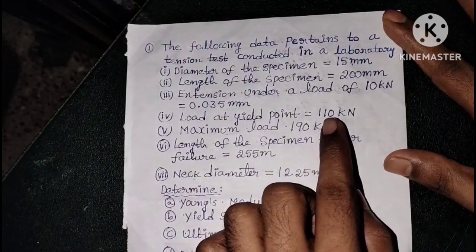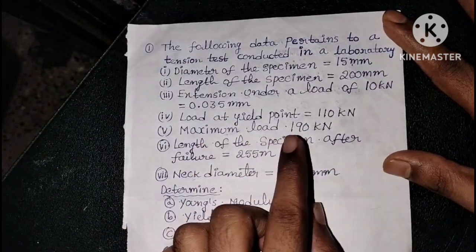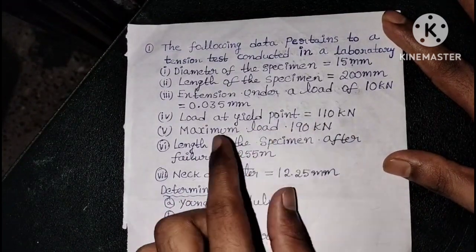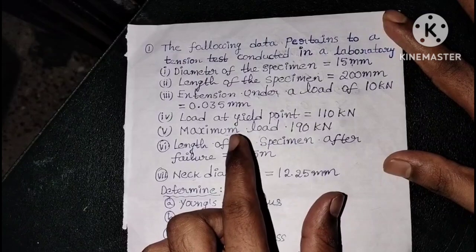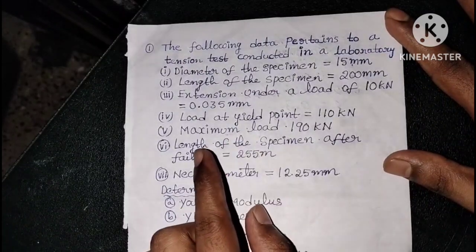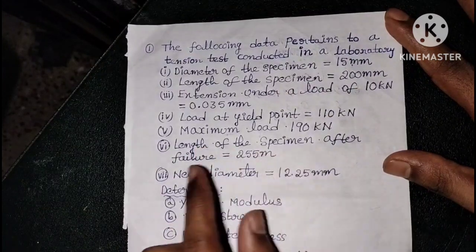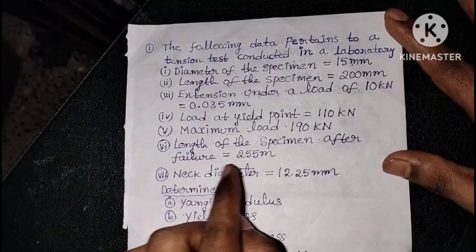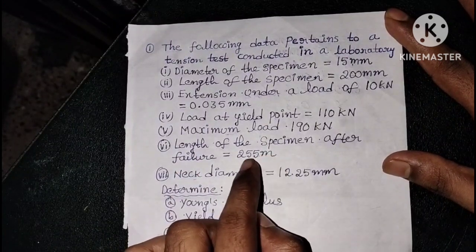Load at yield point is 110 kilonewton. Maximum load is 190 kilonewton. The maximum load is also known as the ultimate load. So this load is the ultimate load. Next, the length of the specimen after failure, that is, after the tensile test. What is the final length of the specimen?